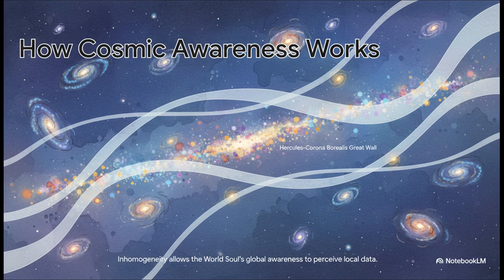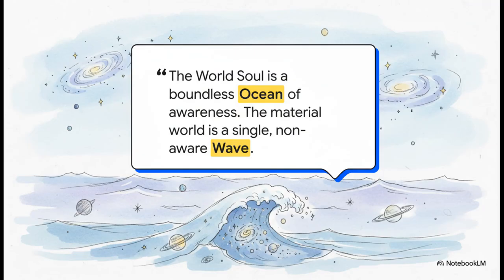Giant structures like the Hercules Corona Borealis Great Wall. That thing is 10 billion light-years across. That really challenges the idea that the universe is the same everywhere. And it's these cosmic lumps, these local variations that allow the giant global gravity waves to interact with and gather information from local events. And this all leads to this really powerful analogy.